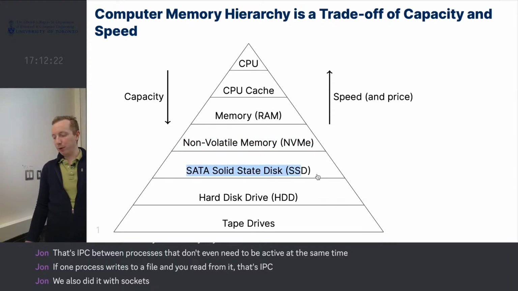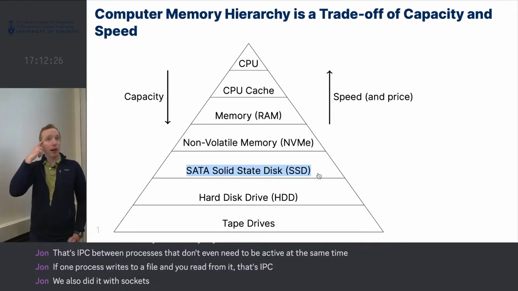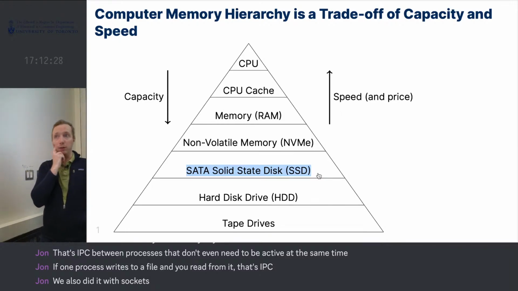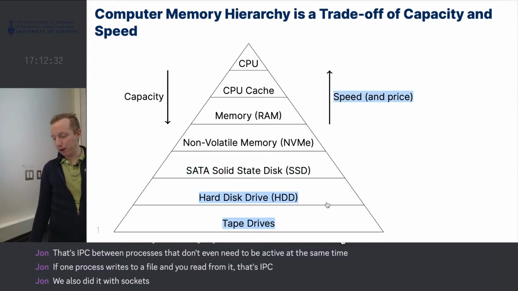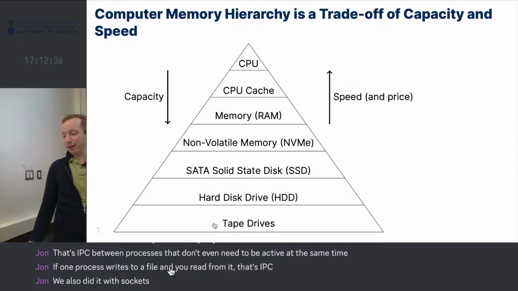Below that is more like SSDs, like cheap ones that are more like thumb drives and things like that. So they're really cheap, but they're not that fast. And then after that, there are hard disk drives, so that's the spinning magnetic things. And then below that is tape drives, which are magically somehow still used.